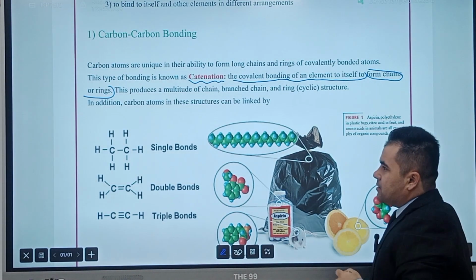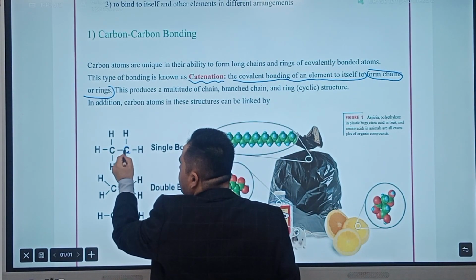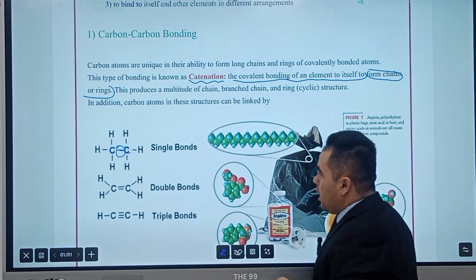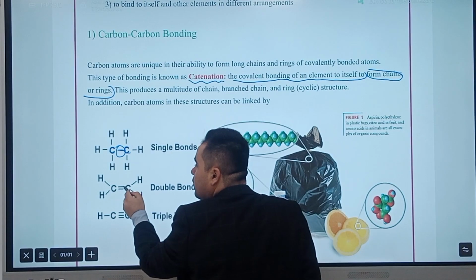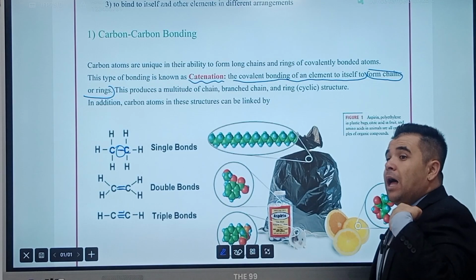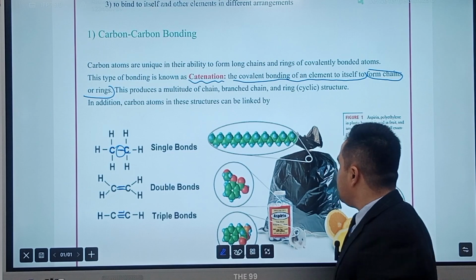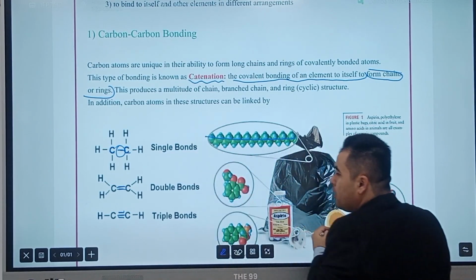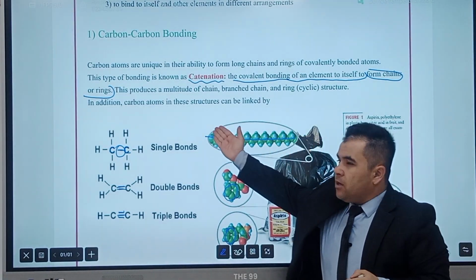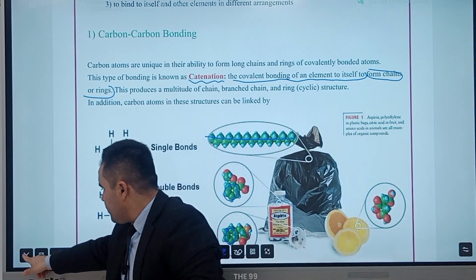Carbon has a tendency to form bonds with itself. Have a look at this, guys. Carbon bonded with the other carbon. So this is the catenation bonding. It has a tendency to bond in single, double, and triple bonds with itself as well. And this tendency of bonding with itself provides us two structures or shapes, whether in the form of a chain or in the form of a ring. As you can see, here we have got chains and rings, thus ring-shaped structures.